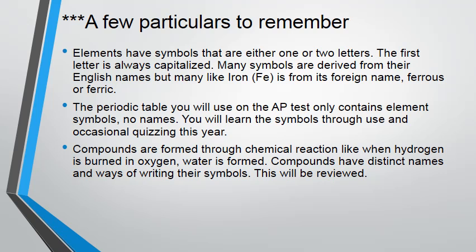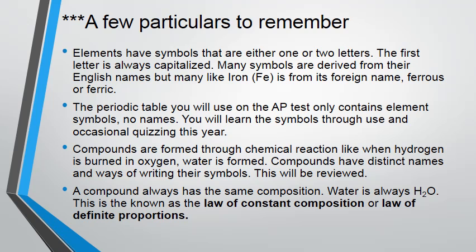Compounds. Compounds are formed through a chemical reaction, like when hydrogen is burned in oxygen gas, we can form water. Compounds have distinct names and ways of writing their symbols, and we're going to review this. For instance, we don't just call sodium and chlorine, when they're combined, sodium chlorine. We call it sodium chloride, and that tells us something about that substance, and we will review how we write that and where that name comes from.